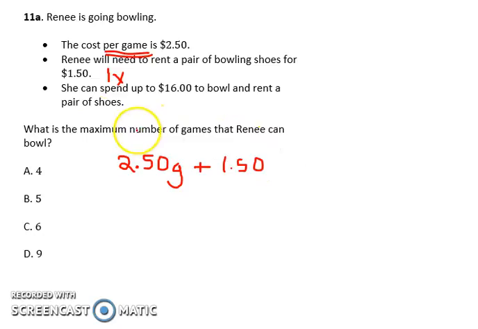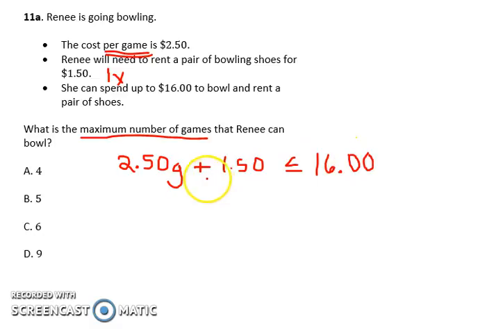And finally, we're looking for the maximum number of games that Renee can bowl, and if you think about it, it's involving money as well. She only has $16, so whatever she spends has to be less than or equal to $16. It wouldn't be good if she tried to spend more than $16, got to the register and couldn't afford it. She'd be very embarrassed.